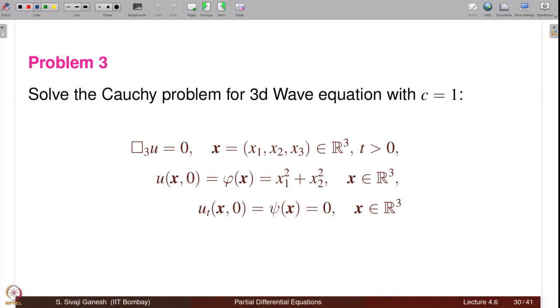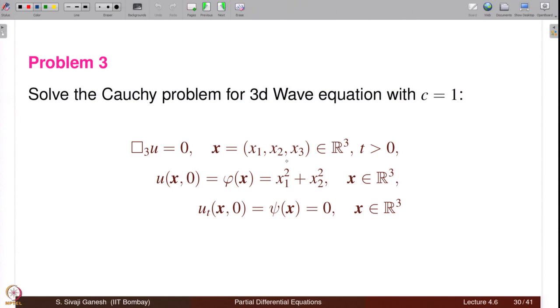Now, let us look at problem 3, which is again a homogeneous 3 dimensional wave equation with C equal to 1, where we have specific nice initial conditions. Phi of x is x1 square plus x2 square. It means this does not depend once again on x3, and psi is 0 of course. So, it does not depend on any variable, it is a constant. Because phi does not depend on x3, we have two ways of solving this problem. One, using the Poisson-Kirchhoff formula in 3 space dimensions, second one is using it in 2 space dimensions. We do both.